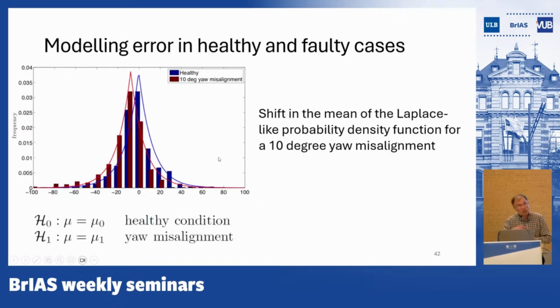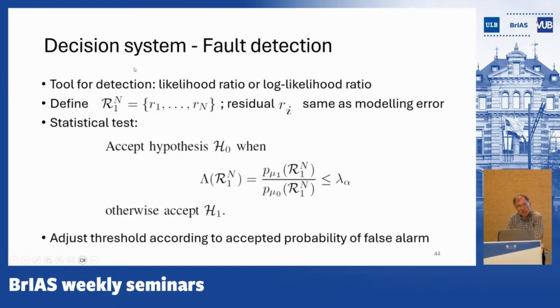And this is the modeling error that is obtained upon occurrence of this yaw misalignment fault. So you see that there is a mean shift in the Laplace distribution, so that we could indeed detect a shift in the mean. In the healthy case, our Laplace distribution will have a mean very close to 0. In the faulty case, it will be shifted. And so our decision system can be based on the log likelihood ratio, or the likelihood ratio between the healthy and the faulty probability density functions.